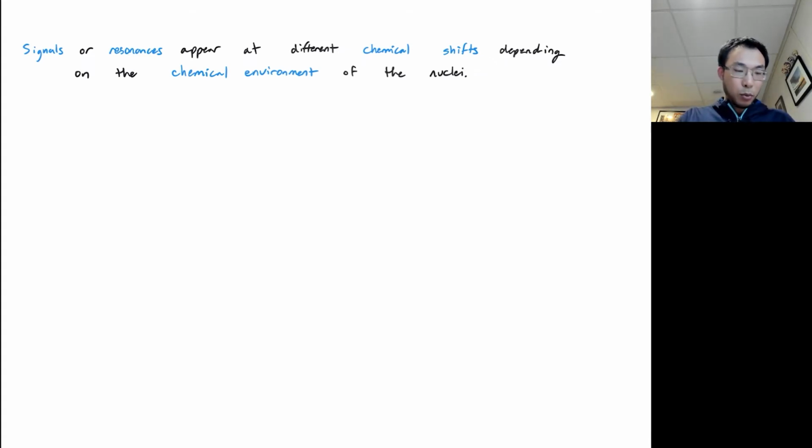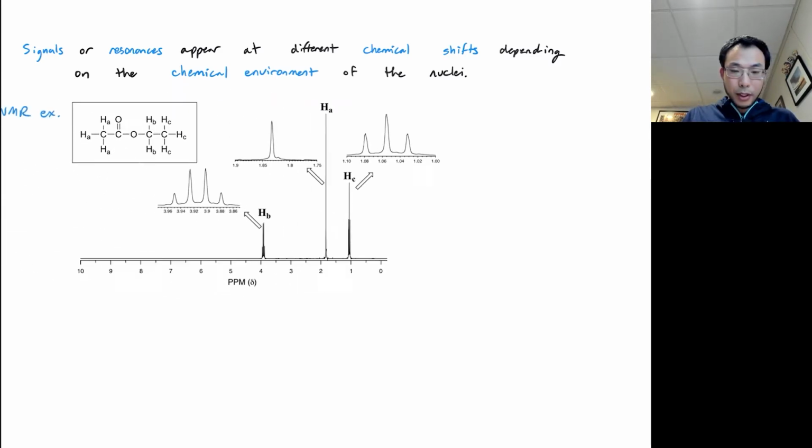In NMR data, what we are going to be looking at are signals, which are also called resonances. These signals or resonances will appear at different chemical shifts. And these chemical shifts, which is what's on the x-axis, will depend on the environment of that nucleus in the actual molecule itself. So a lot of pieces there. Let me give you an example of some data.